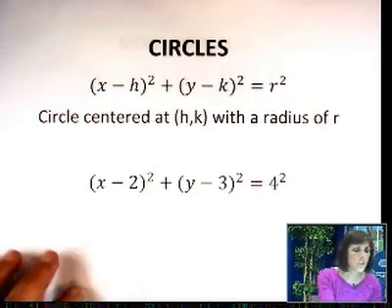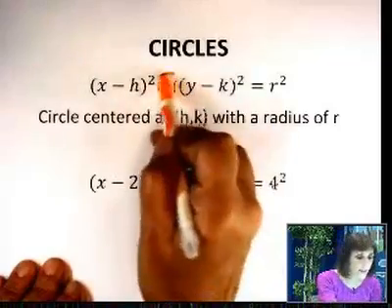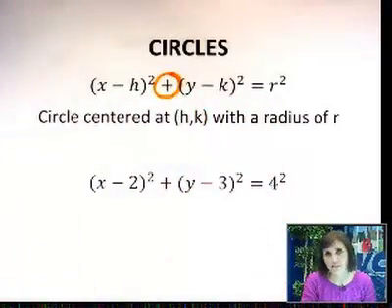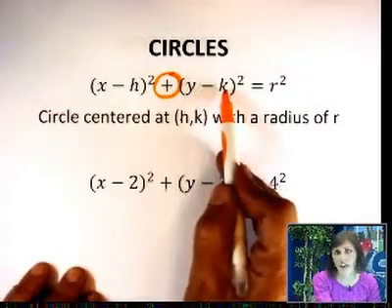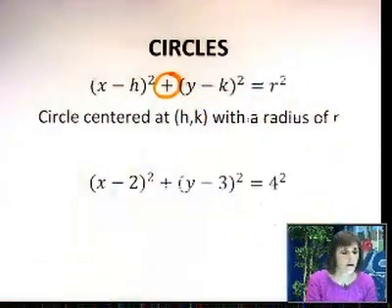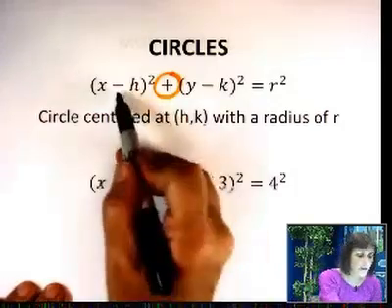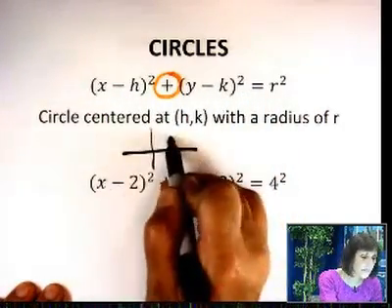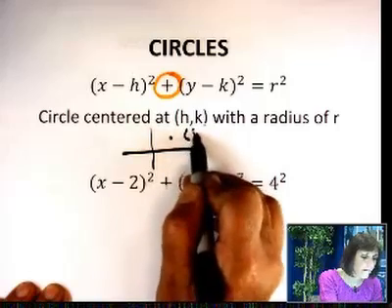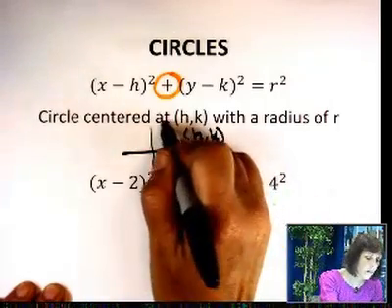The general equation of a circle is (x minus h) squared plus, you have to have a plus, (y minus k) squared equals r squared. If you don't have a plus in there, it is a hyperbola. That will be a circle centered at (h, k). Make sure that these are after the negatives. And it's going to have a radius of r.